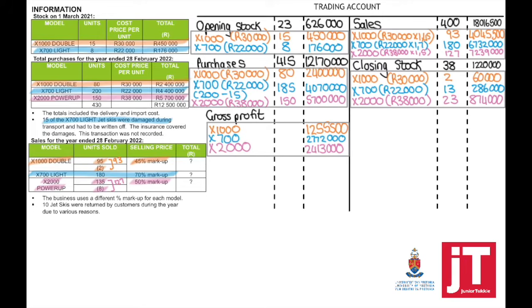Now we can calculate the gross profit. To calculate the gross profit, take the credit side minus the debit side. Remember that we're not going to add those things in a different color. We're only going to look at the total minus opening stock minus total purchases equals the total gross profit.